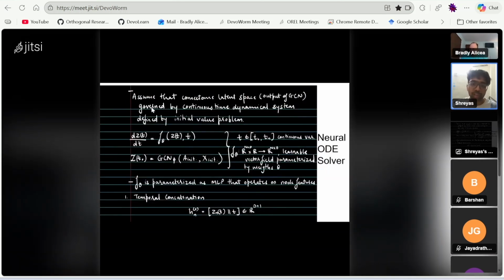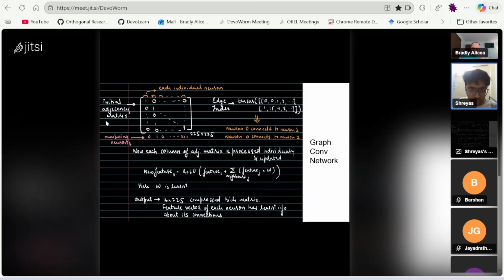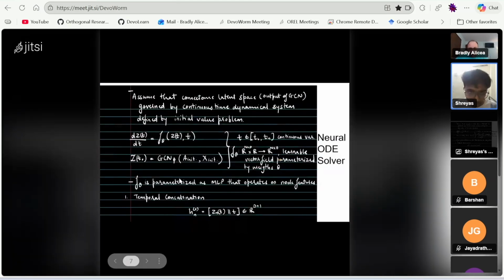Just to come back, the output of this is the input for the neural ODE. We assume that the connectome latent space, which is the output of the GCN, I'll call it the connectome latent space since we have compressed it, is governed by a continuous time dynamical system. This is the assumption, which can be a flaw of it also, but as of now I'll just assume it. And then we define an initial value problem, which everyone knows.